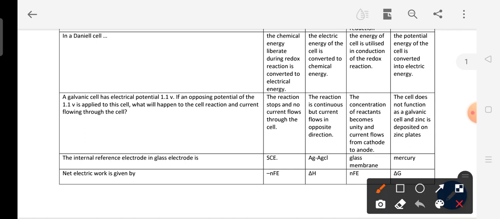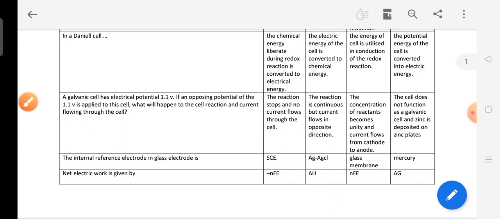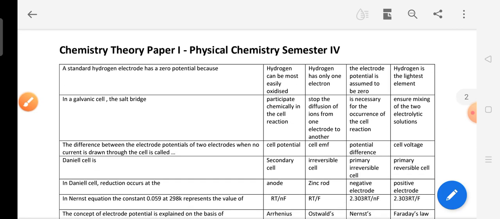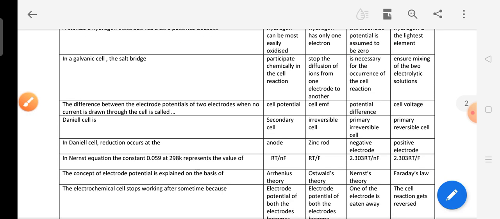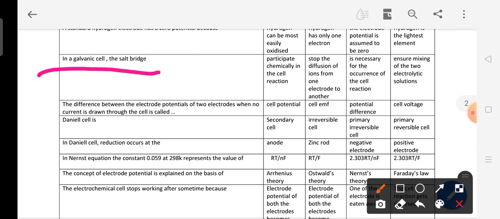So the answer to that question is option number 3, that is NFE. Then the next MCQ is, the standard hydrogen electrode has a zero potential. The answer to that question is, the electrode potential is assumed to be 0. Then the next question is, in a galvanic cell, the salt bridge.